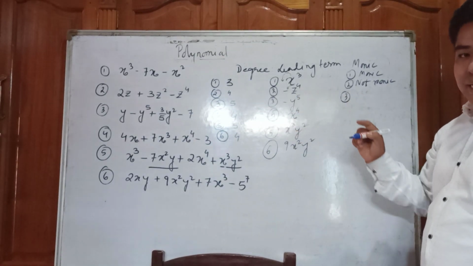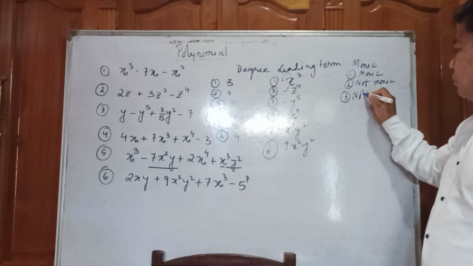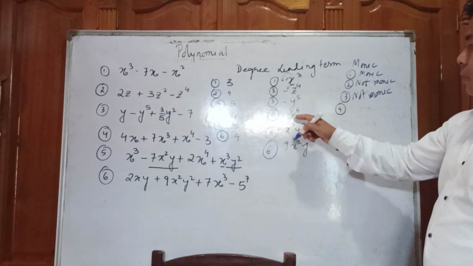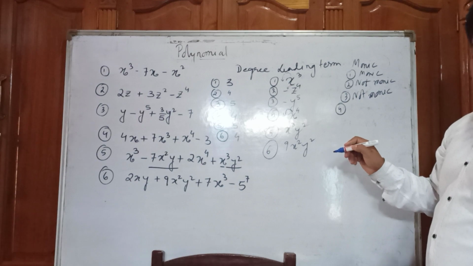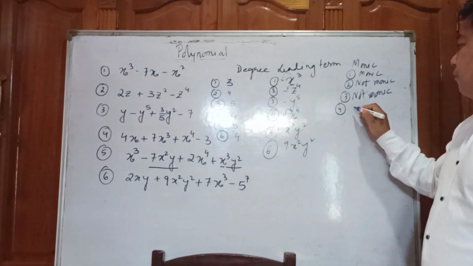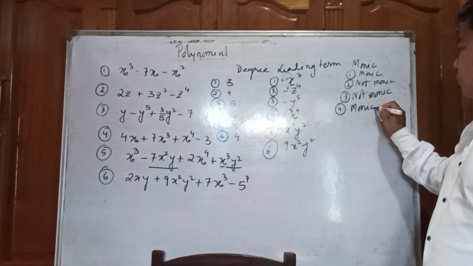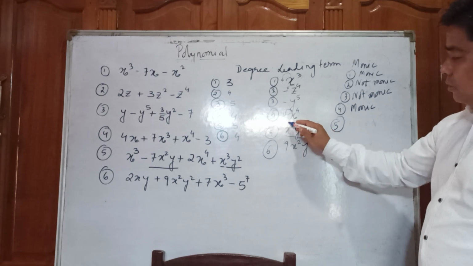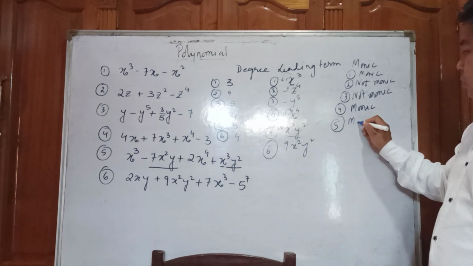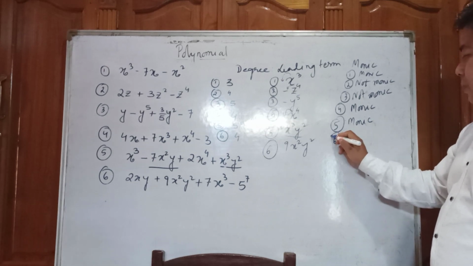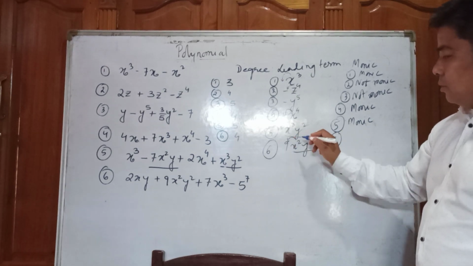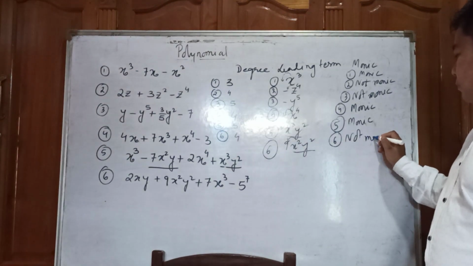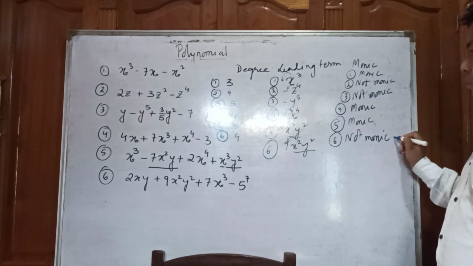Example number 3, again we see a negative sign in the leading term. Therefore, it is not monic. Now, in example number 4, the coefficient here is 1. If there is no coefficient, the coefficient is 1. Therefore, it is monic. In the fifth example, the coefficient of this leading term here again is 1. Therefore, it is also monic. In the last example, the coefficient of the leading term here is 9, which is not 1. Therefore, it is not monic.